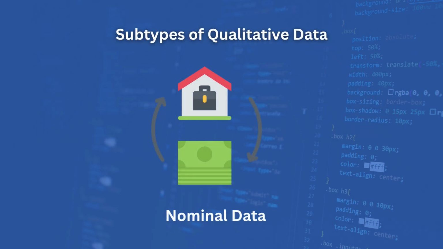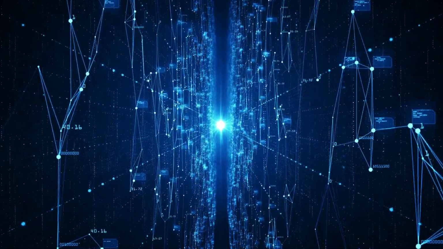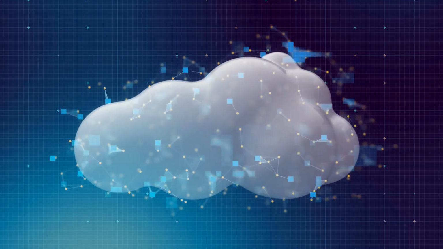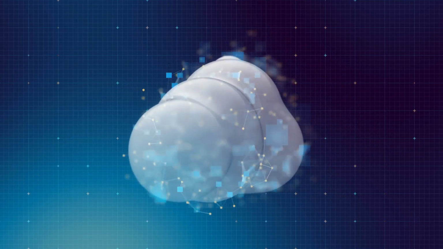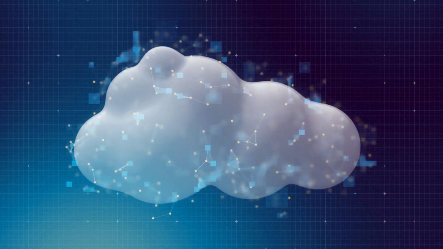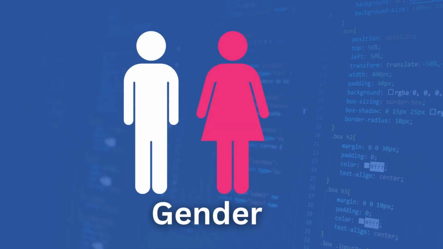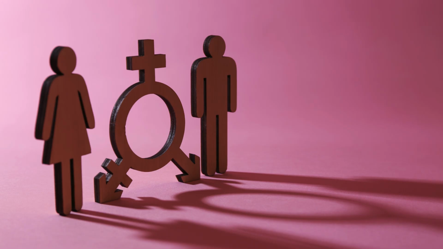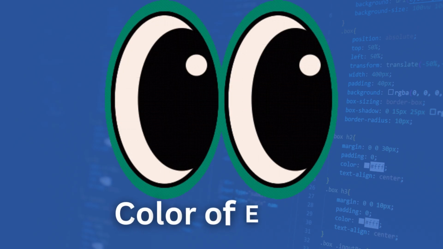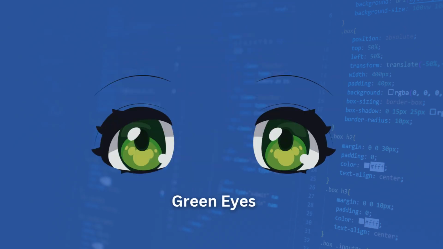First, nominal data. Nominal data consists of categories that do not have a natural order or ranking. Each category is distinct and no mathematical operation can be performed on them. For example, gender. Gender can be either male, female, or other. Likewise, for representing the color of eyes, we can say blue, green, brown.